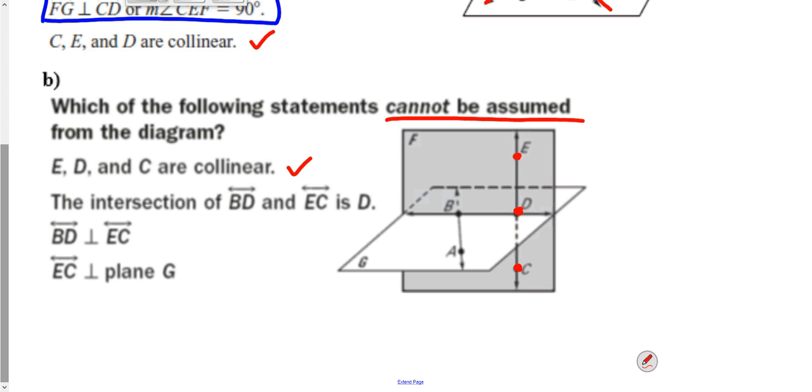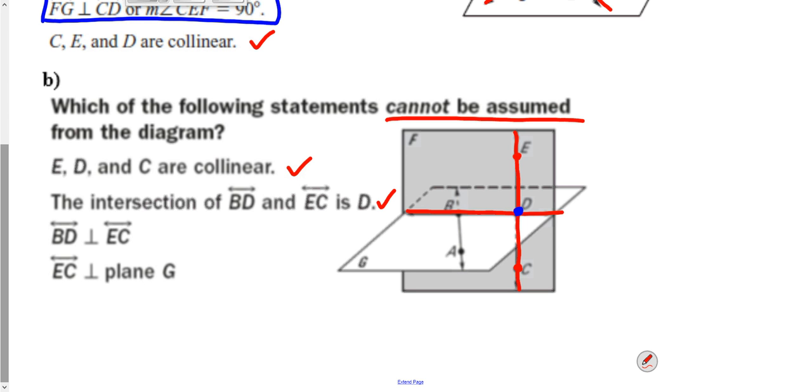All right, the intersection of line BD and EC is point D. So let's look at where line BD and line EC intersect. Do they intersect at point D? Yes, they do. So that can be assumed as well.